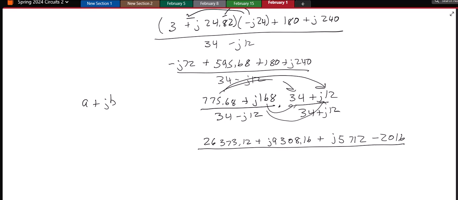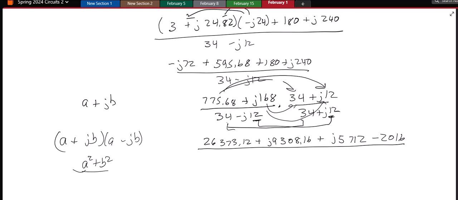Now the whole point of multiplying by the conjugate is in the denominator. You'll get this number squared plus this number squared. Minus j12 times plus j12 is minus 12 squared j squared, but the j squared is negative 1, so minus j squared becomes positive. Or in other words, when you multiply a plus jb times a minus jb, you always get a squared plus b squared every time, because the middle terms cancel out.